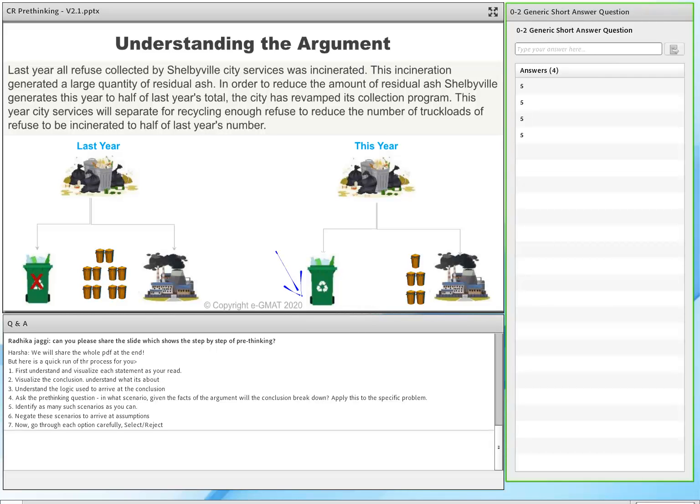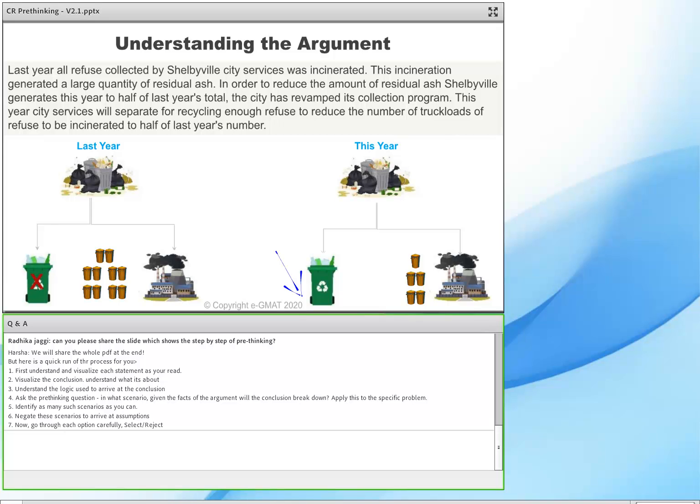Half. Yes, we're going to send 5. Now, here's a question for you. I'm going to put in a poll question here, I want to make sure that you understand the argument. If instead of collecting the same amount of refuse this year, I collect 10 times as much refuse, if I get 10x as much garbage, then as per the information in the argument, how many trucks do you think we'll send for incineration this year?